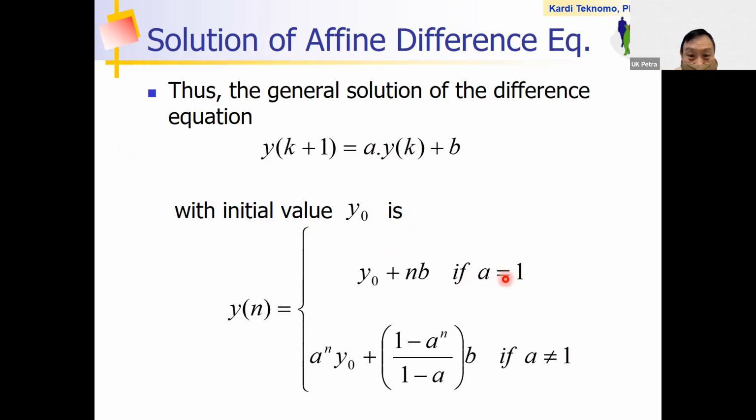Depending on the value of a, if a is 1, then you have this linear equation. If a is not 1, it's actually nonlinear. Do you get it? Where this comes from, right? This comes from the geometric series a while ago. Until here first, any question?